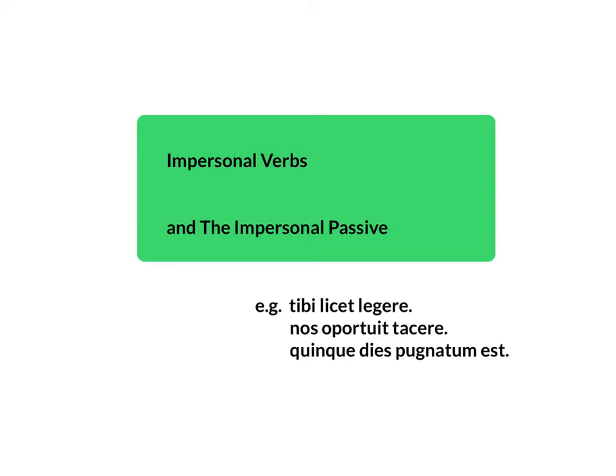This is a little video on impersonal verbs and the impersonal passive. By impersonal verbs, I mean verbs like these: licet and oportuit in these sentences, which mean, the first one, you may read, the second one, we had to be quiet. And by the impersonal passive, I mean verbs such as pugnatum est in this sentence, meaning for 5 days there was fighting.